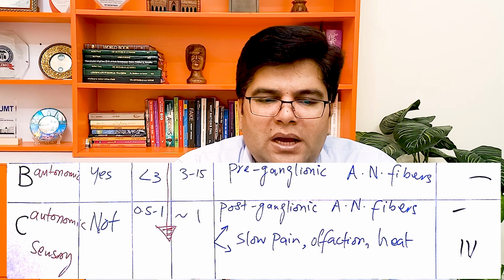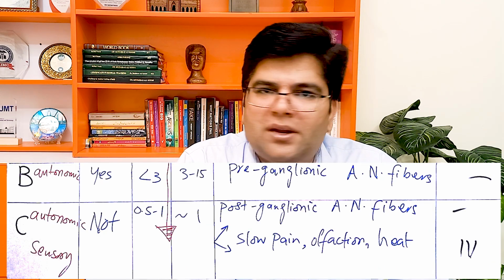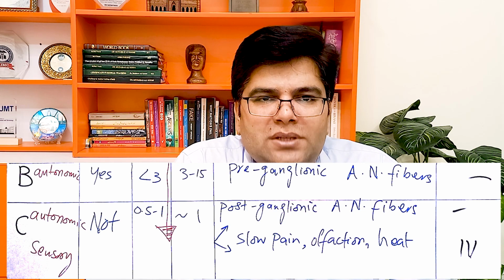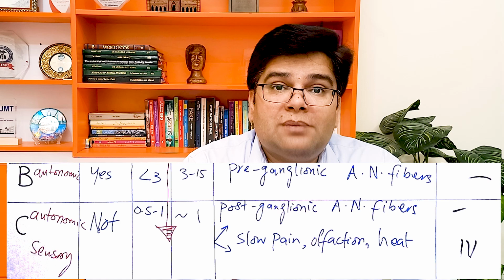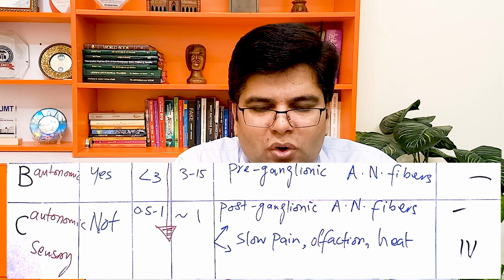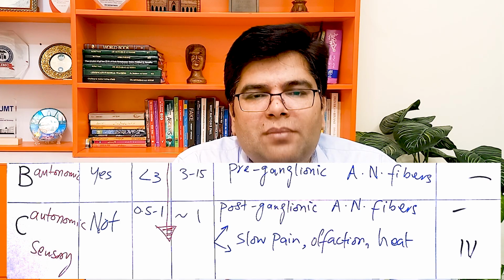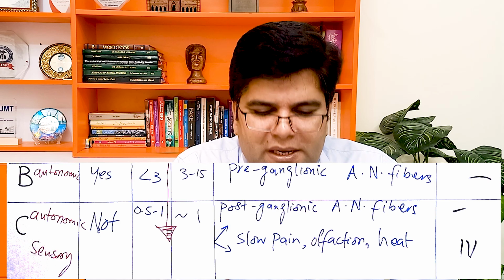Type B nerve fibers are preganglionic autonomic nerve fibers, they are not sensory. Type C nerve fibers are postganglionic autonomic nerve fibers, and also some sensory fibers which carry the sensation of slow pain, olfaction, and heat, and they come under category 4 of sensory classification.